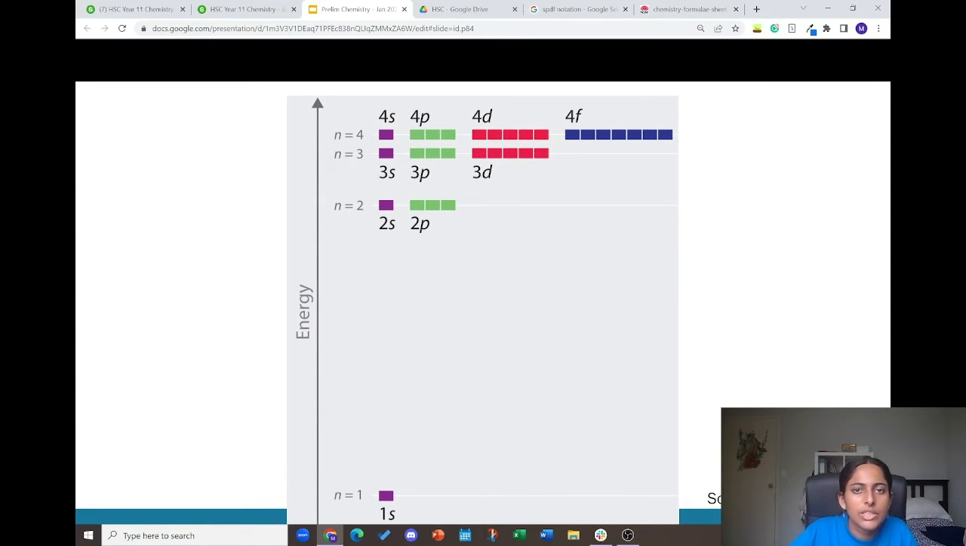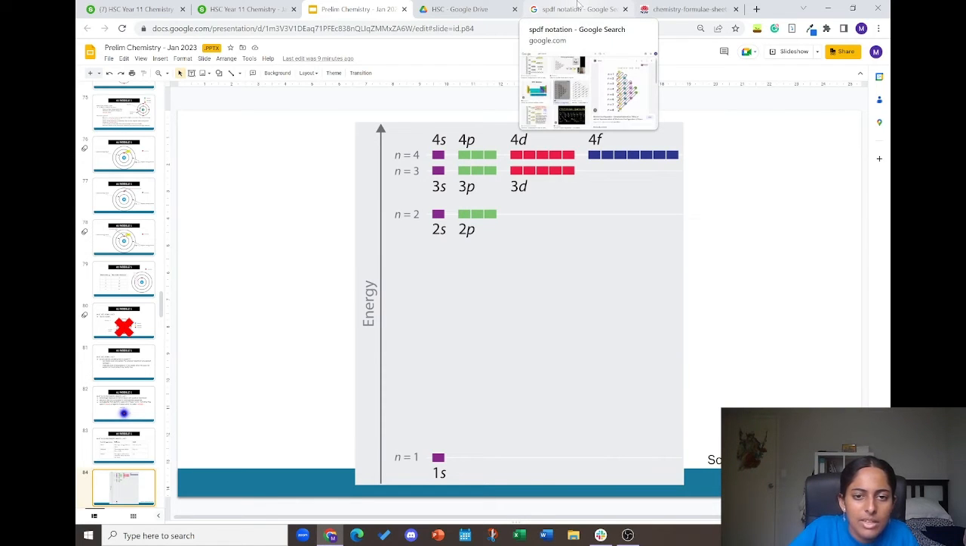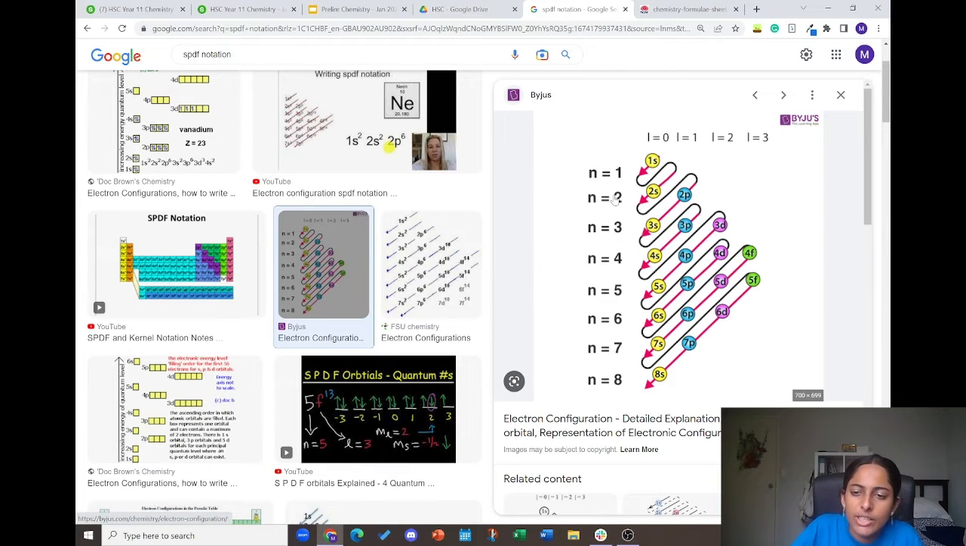If I want to represent how the different shells and subshells look, this is a nice way to represent the different energy levels. Each of these represents a different subshell and how they are organized. 1s has a lower energy level than 2s, and then it goes to 2p, then 3s, then 3p, 4s, and so forth. If you follow this pattern, you'll be able to figure out the ordering of subshells.